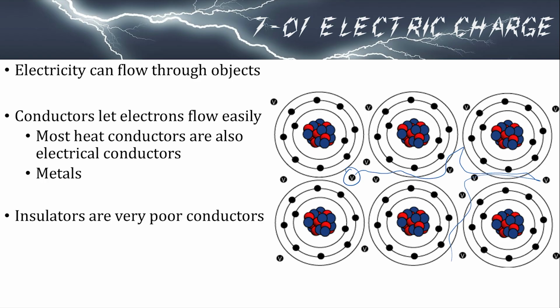However, insulators are poor conductors, such as rubber, plastic, or wood. They hold on to their valence electrons very tightly, so they don't let them move much.